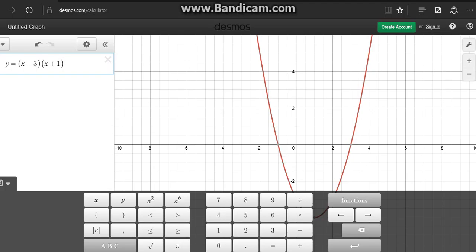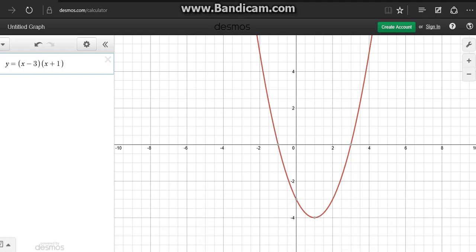Now as we can see, the 2 points where these factors are equal to 0, i.e. x equals 3, where the x minus 3 is equal to 0, and x plus 1, i.e. x is minus 1, where the x plus 1 is 0, are the 2 points where this graph crosses the axis. Now, what I want to know is what happens if I start to repeat these.